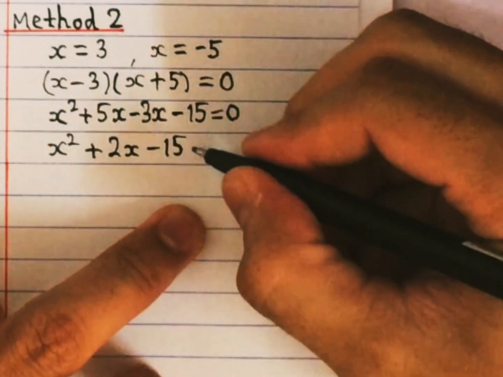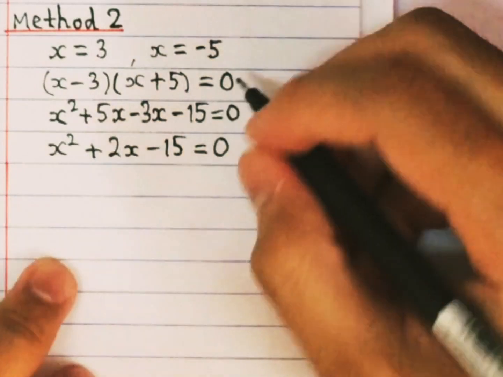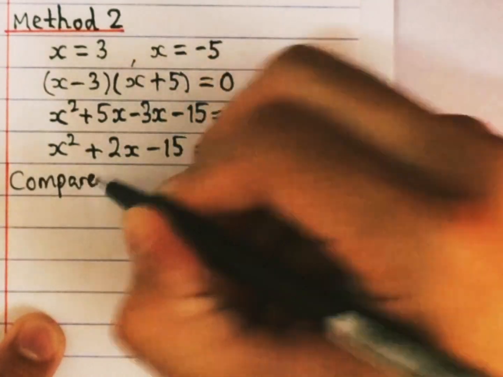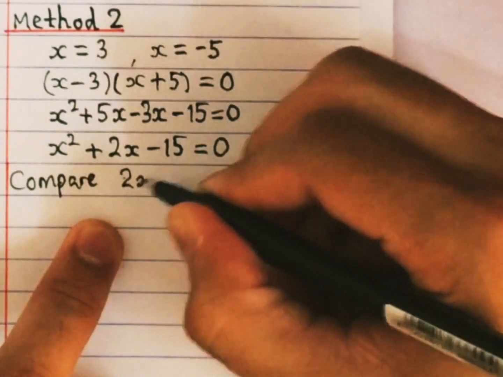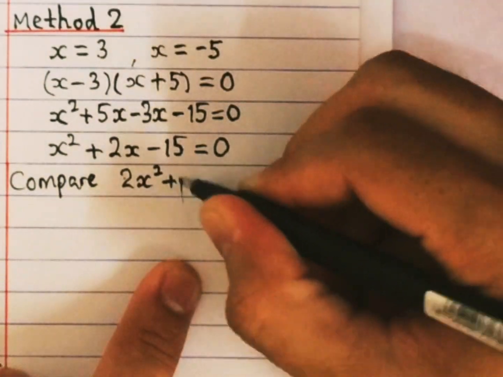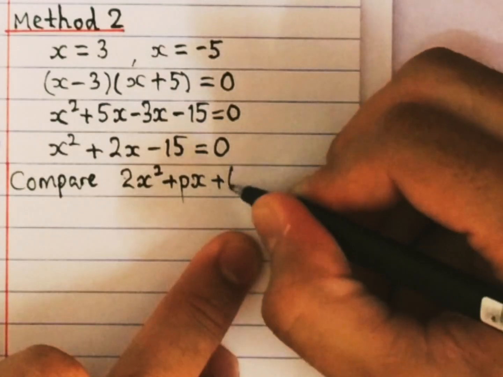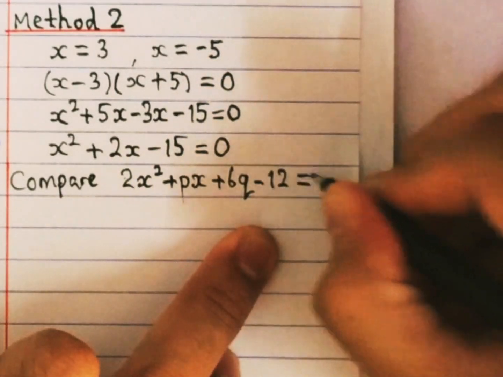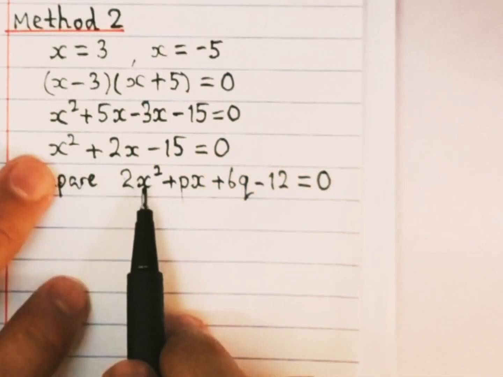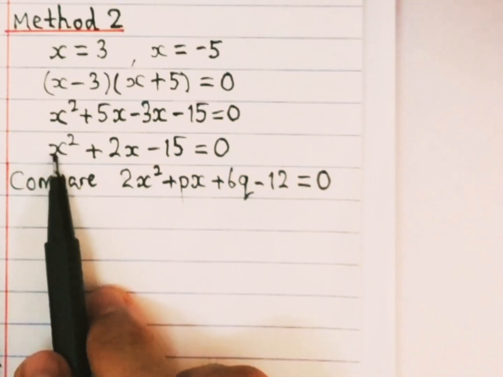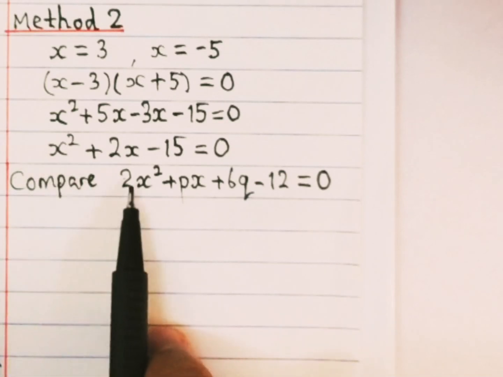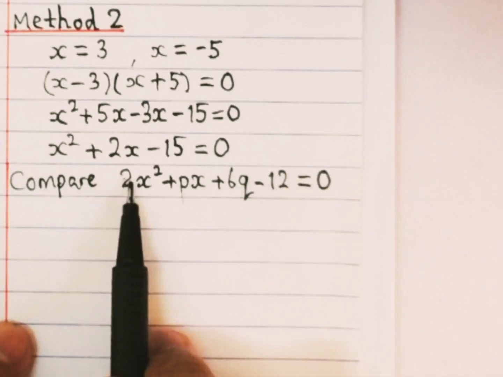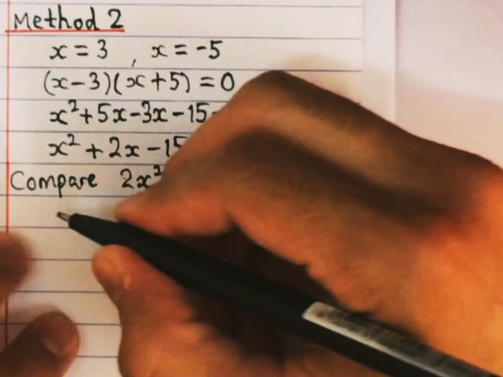So you have to compare this with the one given to you from the question. So the question gives you 2x squared plus px plus 6q, and then you bring over the 12 to the other side, so minus 12 equals 0. So now you have to make your x squared the same term. In this case, you have x squared, the coefficient is 1 here, but here you have 2. So what we will do is divide all the terms by 2 to make it the same as this one.